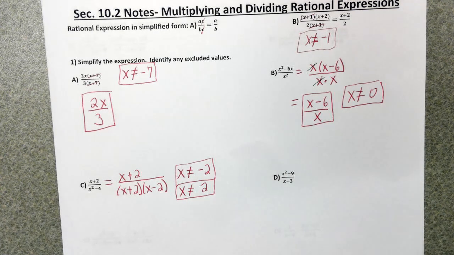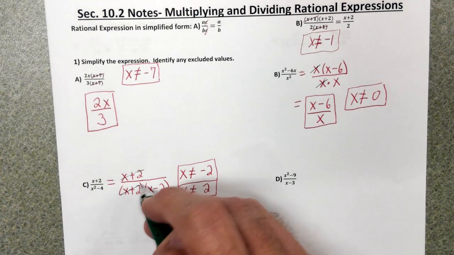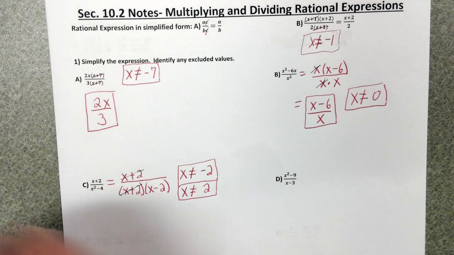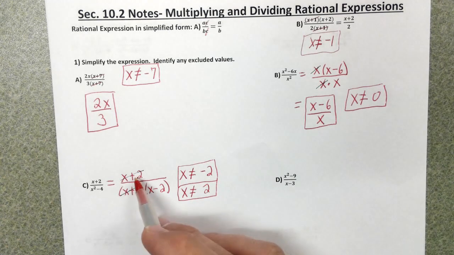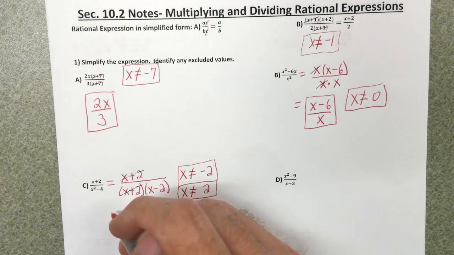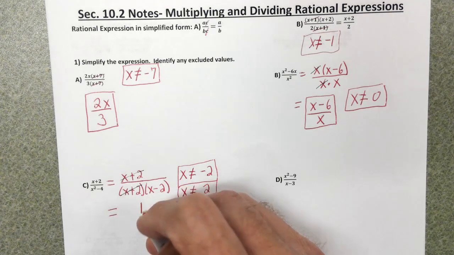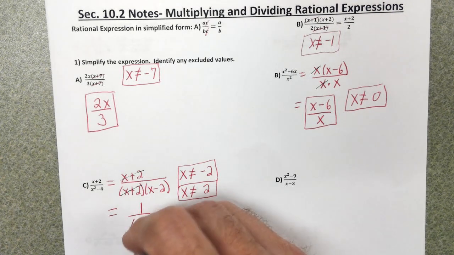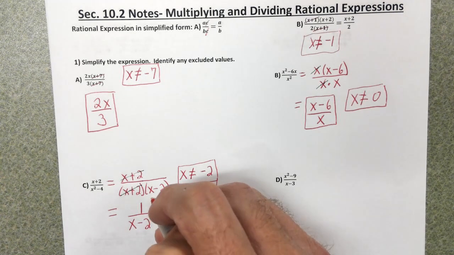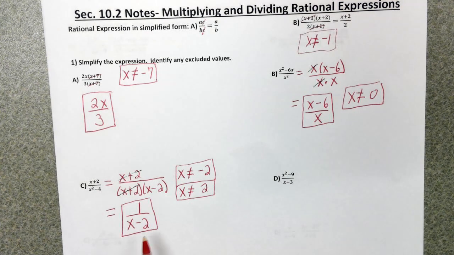Now I'm going to simplify my common factors. I have an x plus 2 on top and an x plus 2 on bottom. Those are our common factors. Now, when we divide, anything divided by itself is 1. So x plus 2 divided by x plus 2 is 1. So what that leaves us with is a 1 on top and an x minus 2 on bottom. So there is our simplified form and our two excluded values.